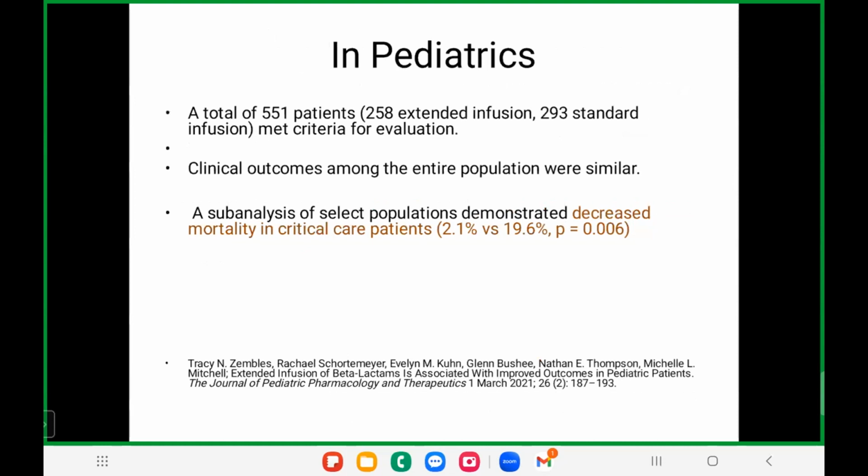And even in pediatric studies, the outcome is a decreased mortality in critical care patients, and there's not much difference in non-critical patients, like OP-based patients or ward admission patients, where you're giving meropenem for simple UTIs and all. But in clinically sick patients, like ICU admissions, septic shocks, bad pneumonias, they have shown decreased mortality.